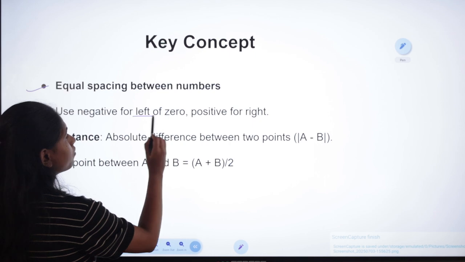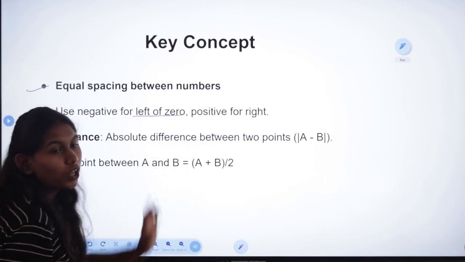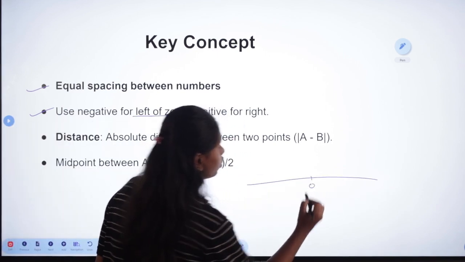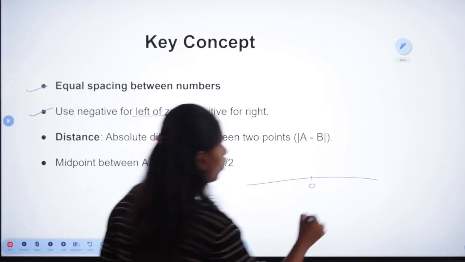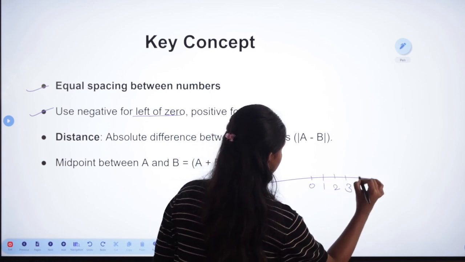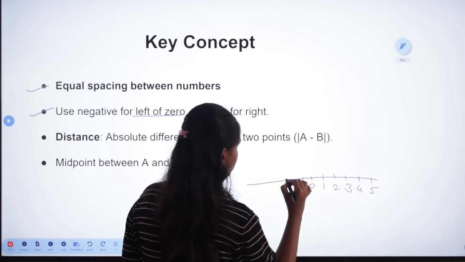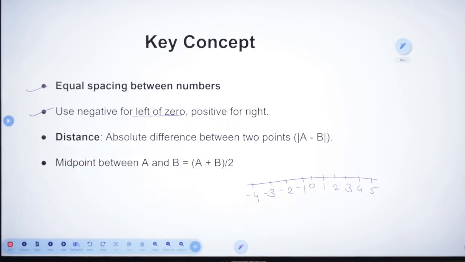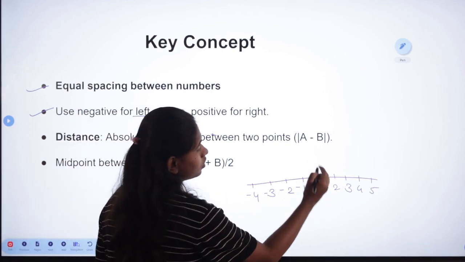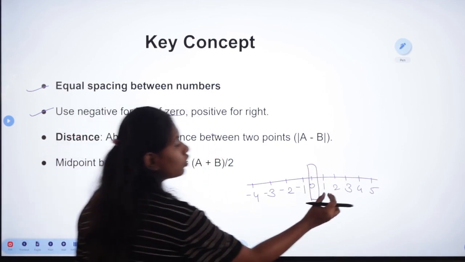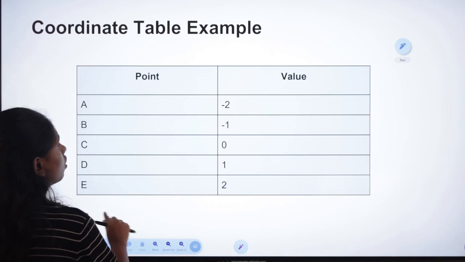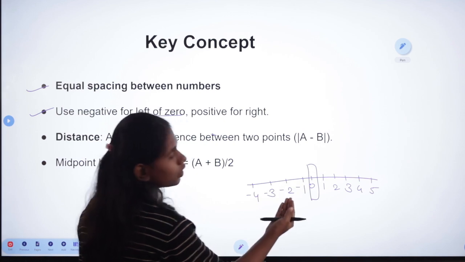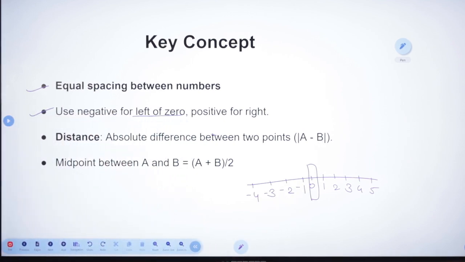Then next, use negative for left of 0 and positive for right of 0. Means what? On the number line, 0 is always in the center and all the positive numbers are on the right side and all the negative numbers are on the left side, like this. This is the format of the number line: 0 will be in the center, all the positive numbers will be on the right side and all the negative numbers you have to write on the left side.